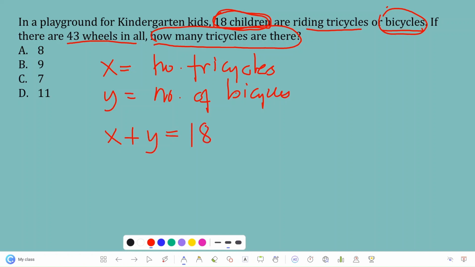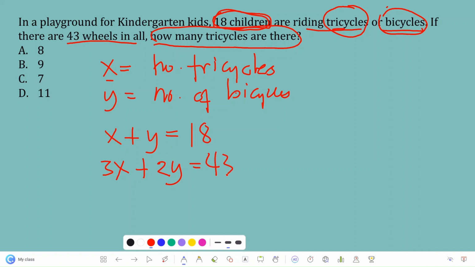At tulad ng previous problems natin about the legs of an animal, dito magkaiba din ang wheels ng tricycle at saka bicycle. Okay, so dito sa x, kailangan i-multiply natin siya sa 3 kasi 3 ang gulong ng tricycles, because we are writing an equation in relation to the wheels. Tapos ang bicycles naman ay may dalawang gulong. So, sabi natin dito na 3x plus 2y is equal to 43 wheels all in all.